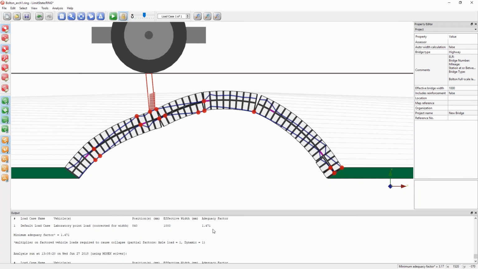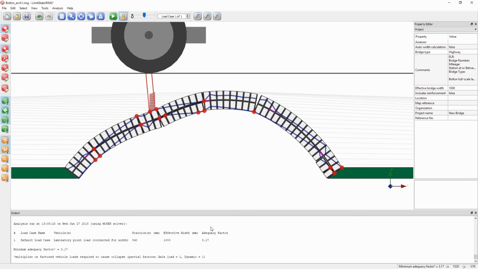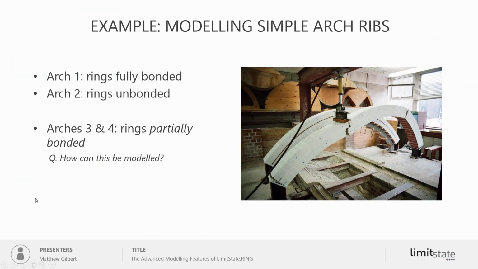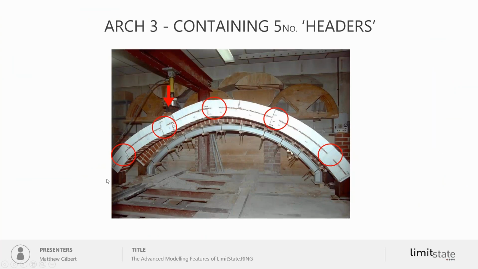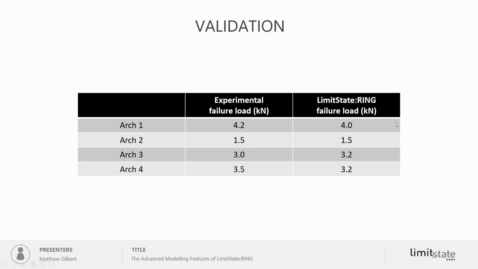So it had gone down to 1.47, around 1.5. It goes up to 3.2. And if I go back to the slides, then this is the one with the headers, and actually you end up with a very similar mode of response to what we see in the model, and also in terms of the load carrying capacity, very, very similar values for the collapse load.